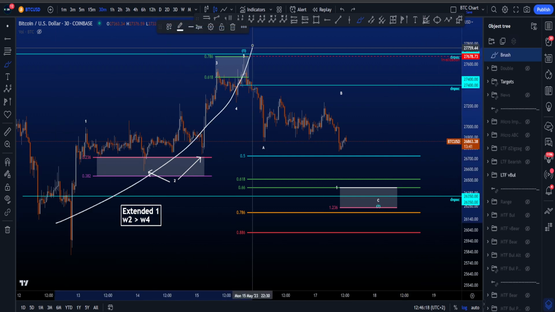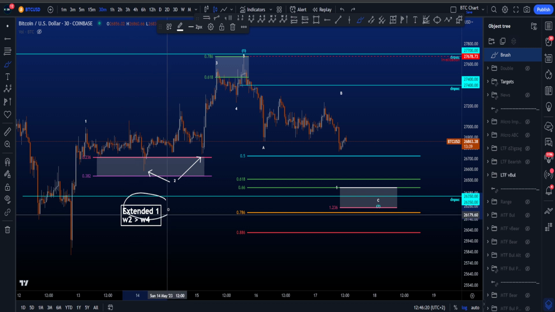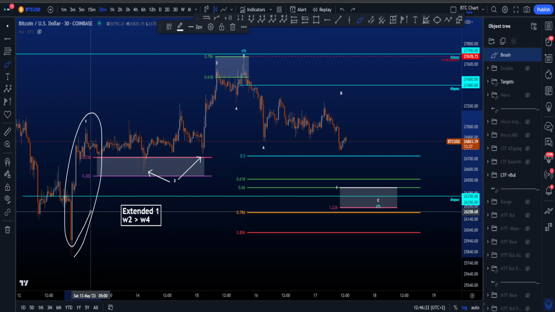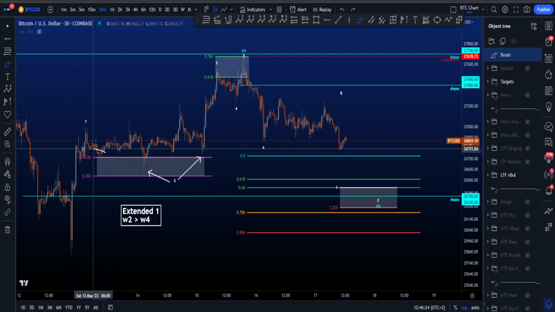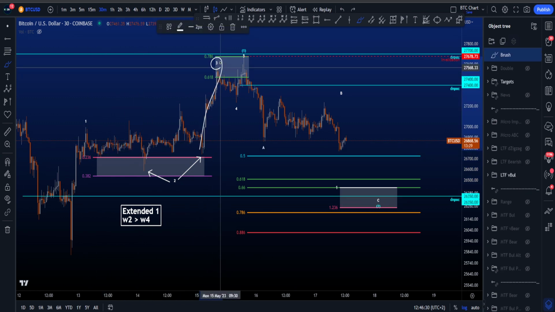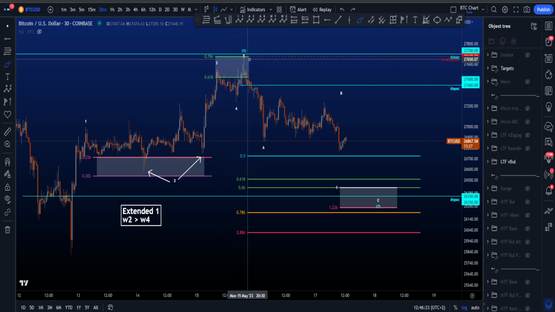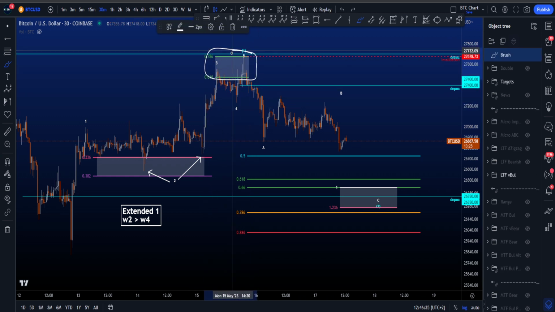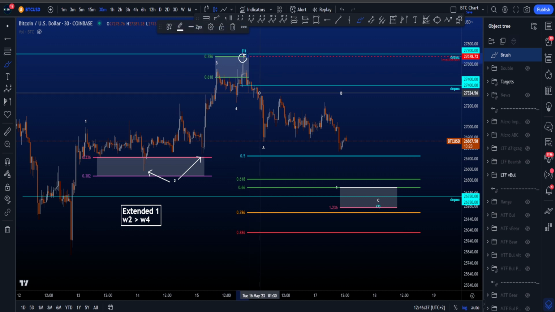Now this wave 1 over here is an extended wave 1, and therefore the most common target for wave 2 is between the 0.236 and the 0.382. Then you have wave 3, which doesn't have a target, wave 4, and eventually wave 5 should end inside this white box over here, which it has done, so that is very nice.